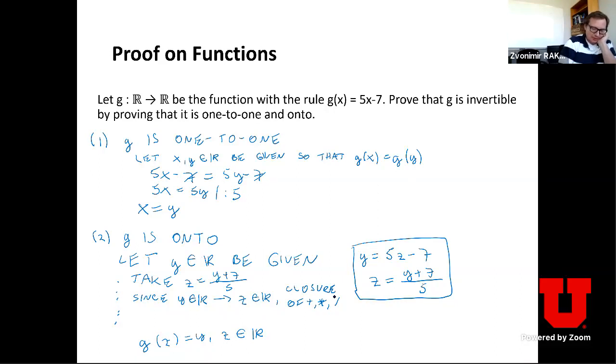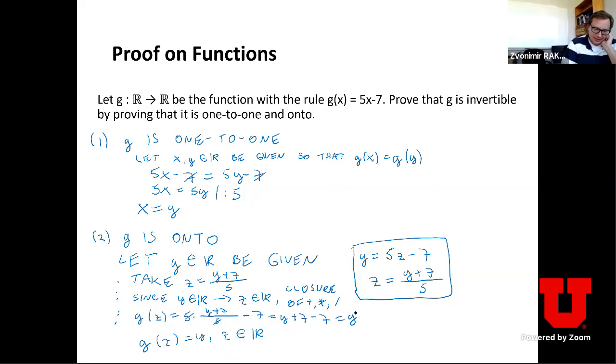And also g of z is equal to, we plug z into the rule. So we get 5 times (y plus 7) divided by 5, minus 7. So 5 and 5 cancel. So we get y plus 7 minus 7, which is equal to y.